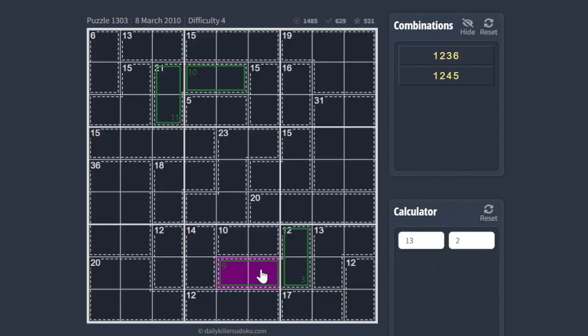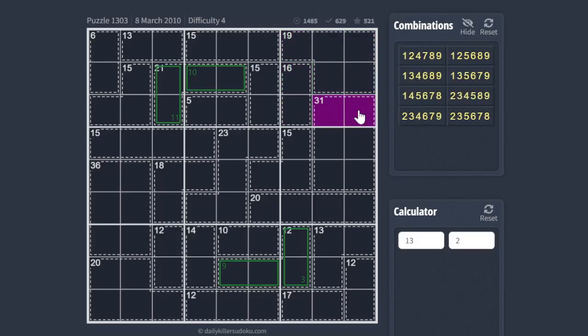All right, we can also take a look up here at box 3. If we sum up all the cages that are wholly in box 3, we end up with a 2-cell any that sums to 10 that sticks into box 3, and the other part of this 31 cage is a pseudo 21 cage that sticks down into box 6.